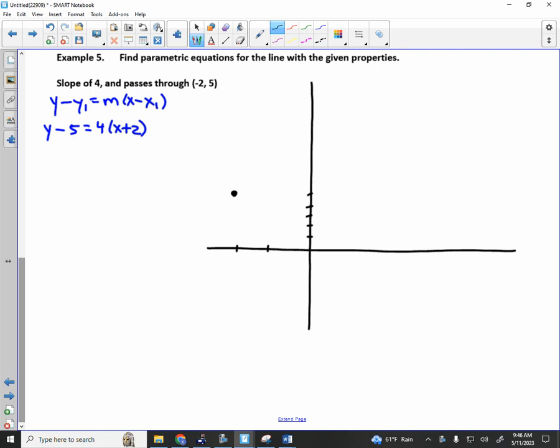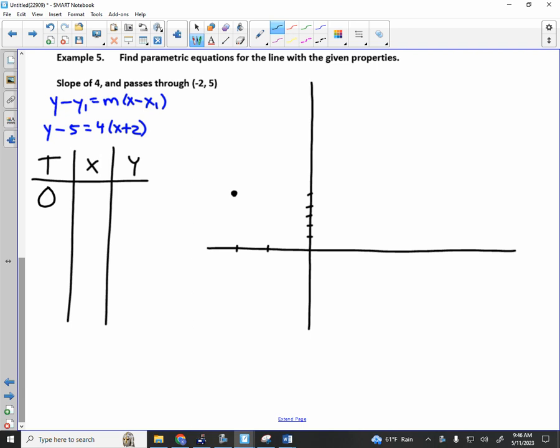And remember, we have to get an element of time in here. So I'm just going to say that's where I start, and then I'm going to advance 1 unit in time. So as I advance to the next point, we're going to say that that's 1 unit in time. So I'm going to have time, I'm going to have x, and I'm going to have y. Maybe if I make a chart here, I can figure this out.